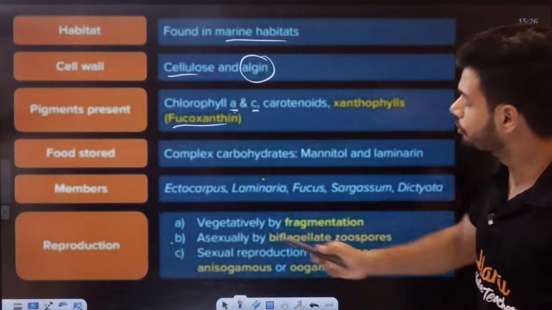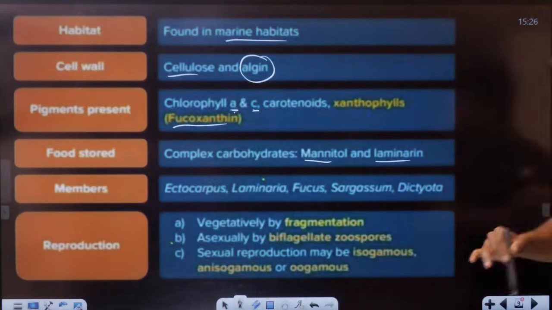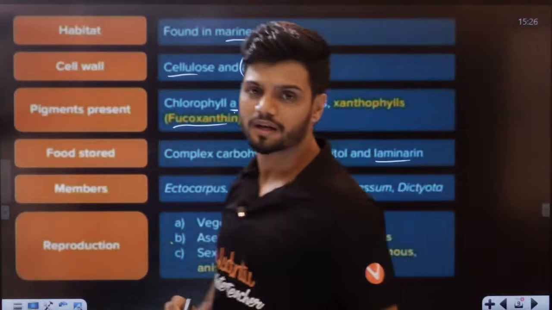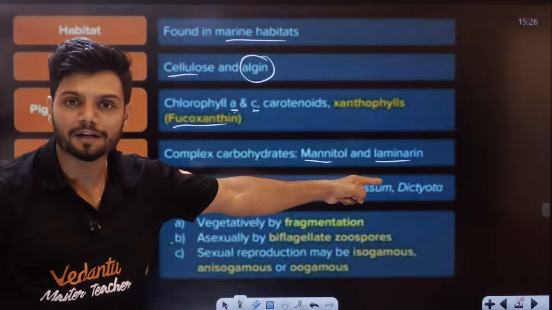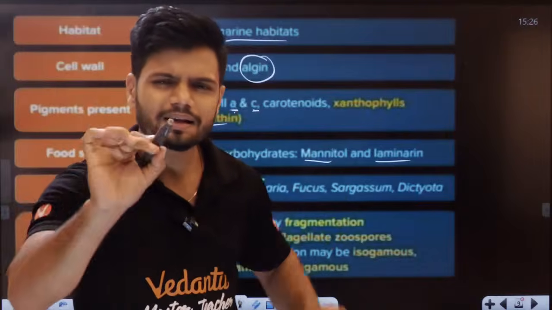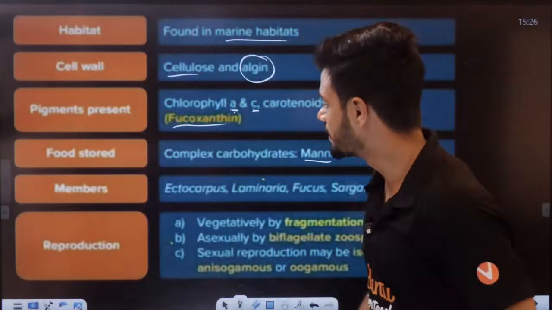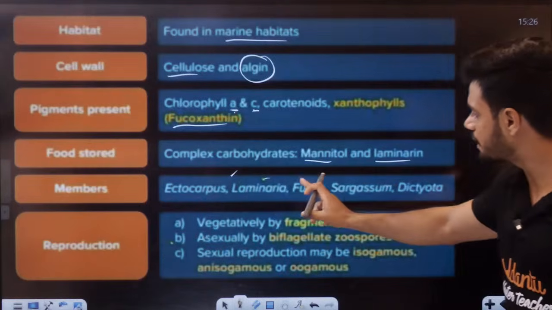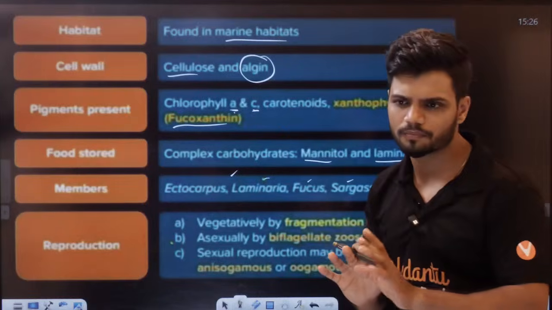Fucoxanthin. Now food stored is mannitol and laminarin. Very important question again. Here the food stored is mannitol and laminarin. What was inside green algae, students? Inside green algae it was starch. Now members are Ectocarpus, Laminaria, Fucus, Sargassum, Dictyota. I will make a mnemonic for this for you.